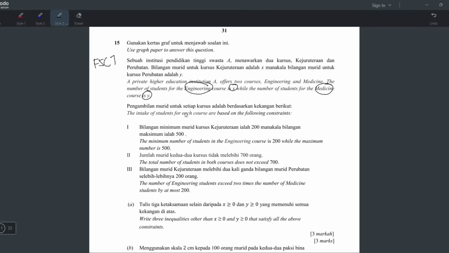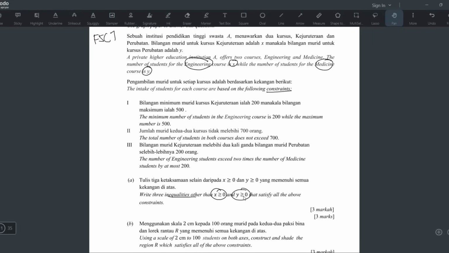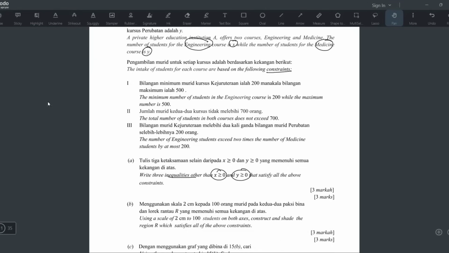Okay, the intake of student of each course are based on the following constraint. Constraint means like the condition. So you have three conditions here, and then write 3 inequalities other than X bigger than 0, Y bigger than 0, satisfy all the above constraint. So let's write the 3 inequalities. Okay, what's the meaning of X bigger 0, Y bigger 0? It means X and Y has to be 0 or more than 0. Yeah, because X, Y is the number of student for the course. So number of student cannot be negative, right? Okay, so let's write the 3 inequality.